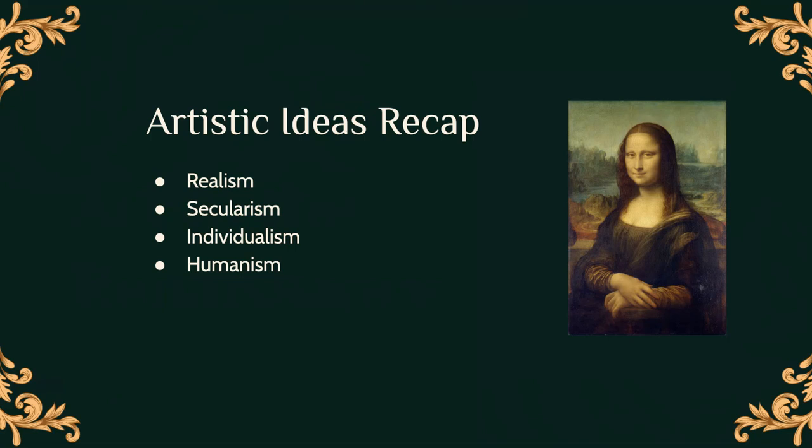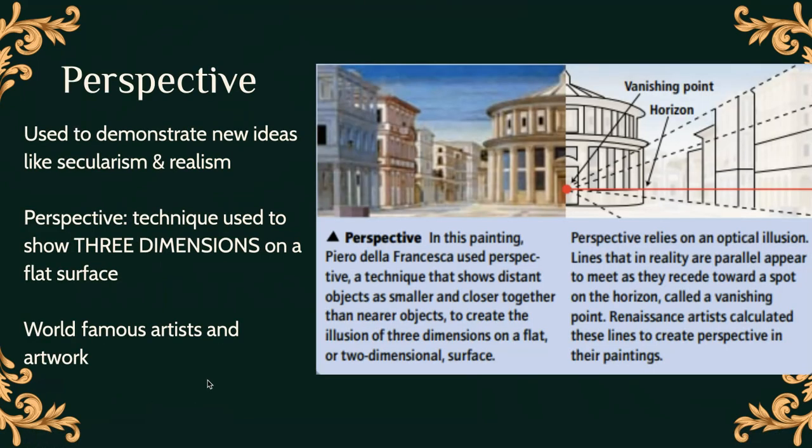You may remember, if you watched the last video, that we talked about artistic ideals from this time period. Realism and secularism, this idea of individualism and humanism. So focusing on individual people, the achievements of man, creating realistic art that's not necessarily tied into religion. This really starts to permeate during this time.